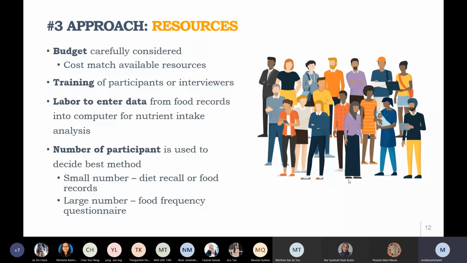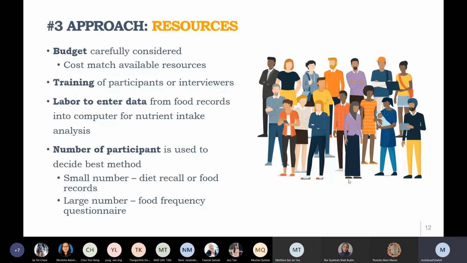But if you are using methods like a food frequency questionnaire, where you can have a template and we just insert certain information into the template, the nutrients will be calculated automatically for us. So the labor is quite low. So that is in terms of labor to enter data. And finally, is the number of participants. The number of participants is used to decide the best method of dietary intake assessment.